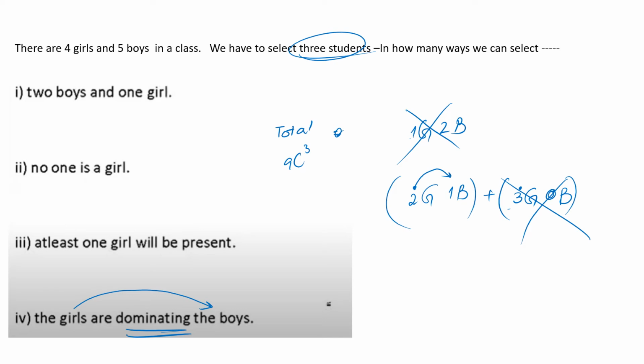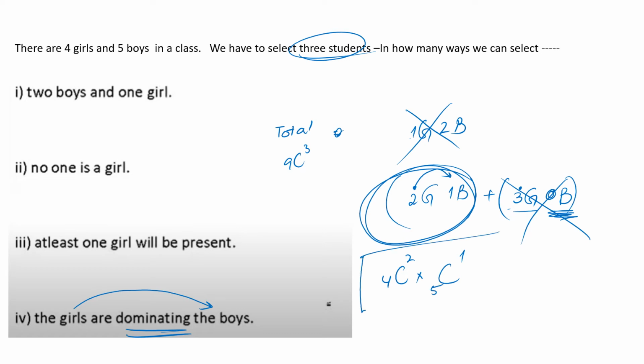They are saying that the girls are dominating the boys. It means that the girls are more than the boys. Here, if no boys are there, whom are they dominating? They are not dominating anyone. So this is my only situation: two girls out of four girls, which means 4C2, and one boy is selected out of five boys. So this is my only situation where the girls are dominating the boys. I hope that this question is clear to you.